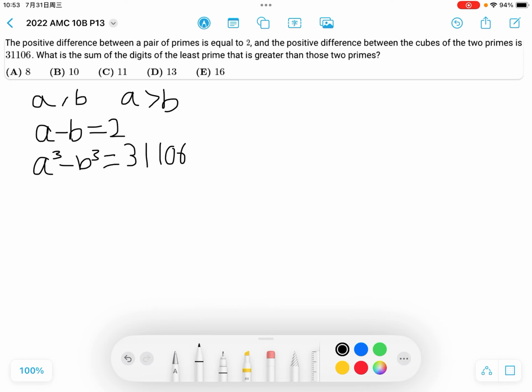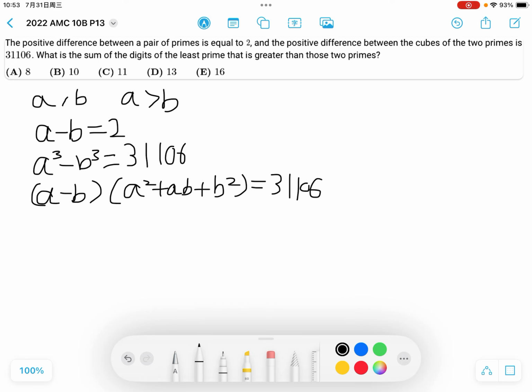However, we want to factorize one of these equations so we can substitute the other one in. So we have A minus B, and this should be instinct: you know that A cubed minus B cubed is equal to A minus B times A squared plus AB plus B squared. This is in the AoPS books, and I recommend the Introduction to Algebra one if you want to know this.